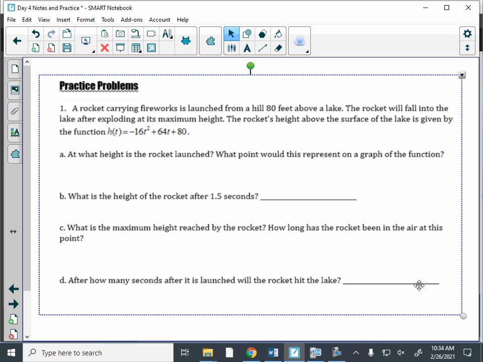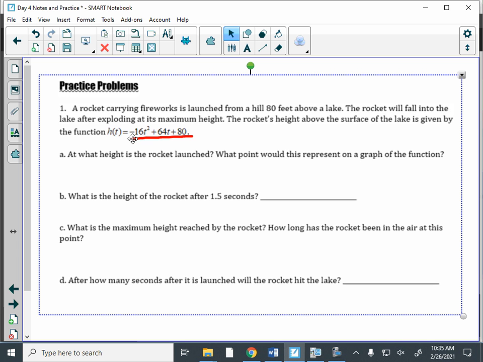So for one, it says a rocket carrying fireworks is launched from a hill 80 feet above a lake. The rocket will fall into the lake after exploding at its maximum height. The rocket's height above the surface of the lake is given by this function: negative 16t squared plus 64t plus 80. At what height is the rocket launched?